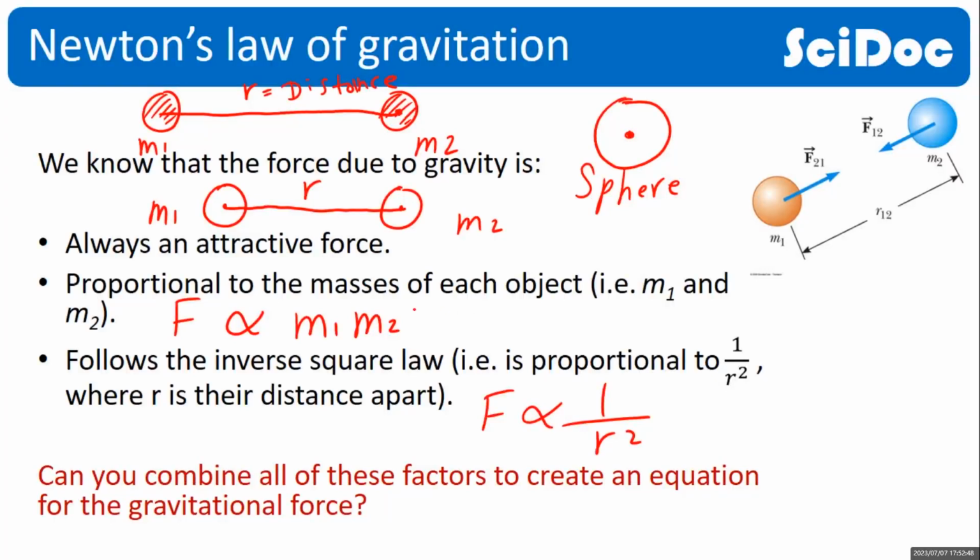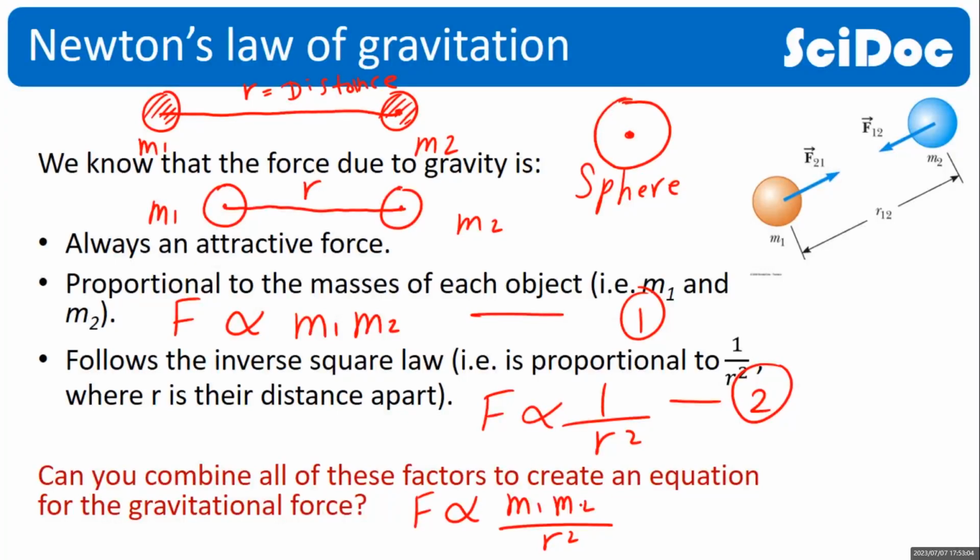If I combine these two expressions, equation number 1 and equation number 2, I can write it in this form: F is directly proportional to M1 M2 over R square. And I can call it expression number 3 or equation number 3.